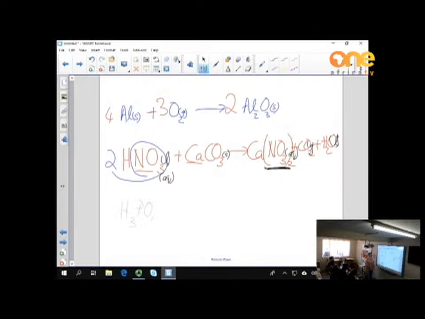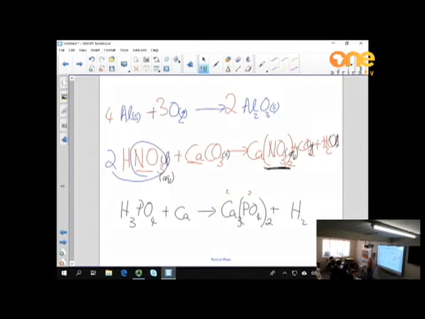Let's take phosphoric acid plus calcium metal. That is going to give me calcium phosphate plus hydrogen, yes, good. Okay, what's this thing's formula going to be? How many bonding places does calcium have? 2. And phosphate? 3. So I need 3 calciums and 2 phosphates.